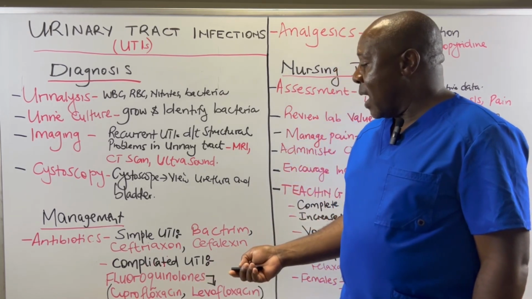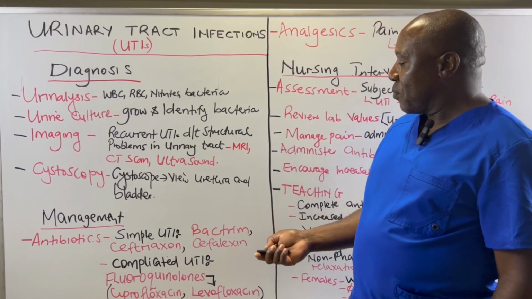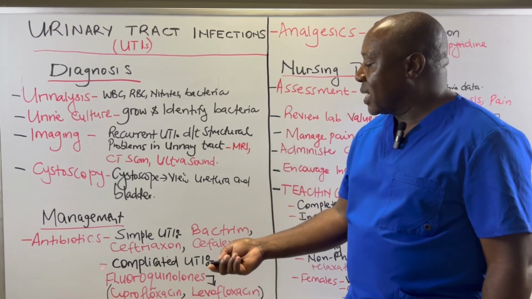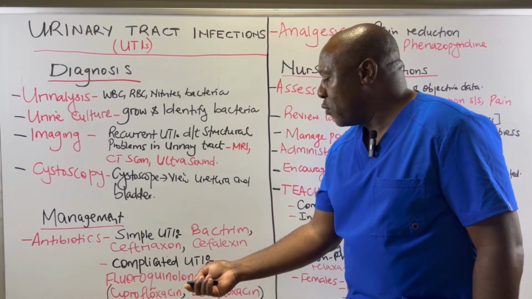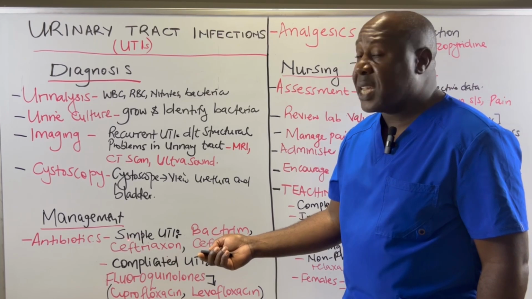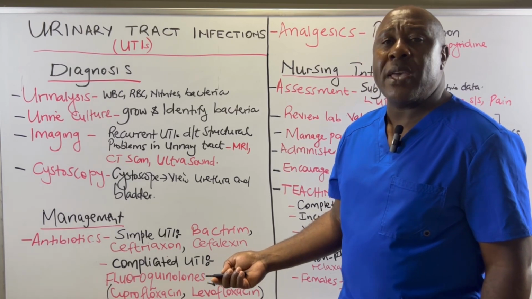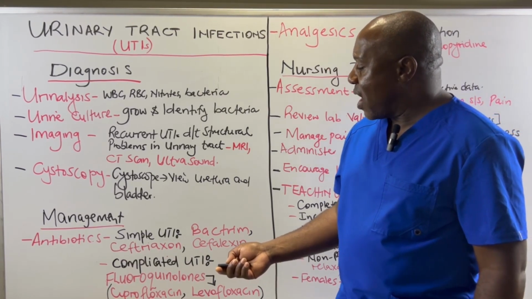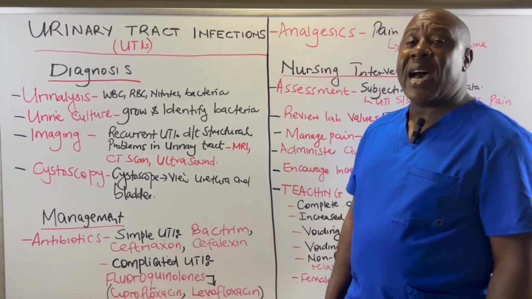That's a complicated UTI. So in a simple UTI, healthcare providers normally prescribe Bactrim, ceftriaxone, and cephalexin for the treatment of that UTI. But in complicated UTIs, healthcare providers resort to the prescription of fluoroquinolones. Remember, fluoroquinolones are not commonly used in cases of simple UTI. This is because their risks normally outweigh their benefits. But when it comes to complicated UTIs, healthcare providers may prescribe fluoroquinolones like ciprofloxacin and levofloxacin to manage that complicated UTI.